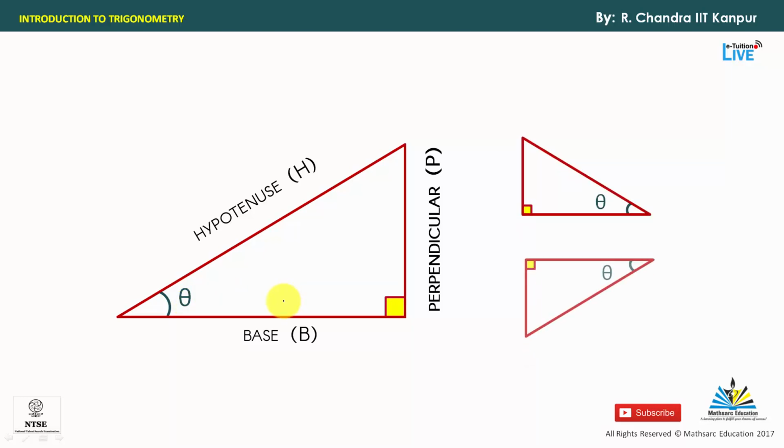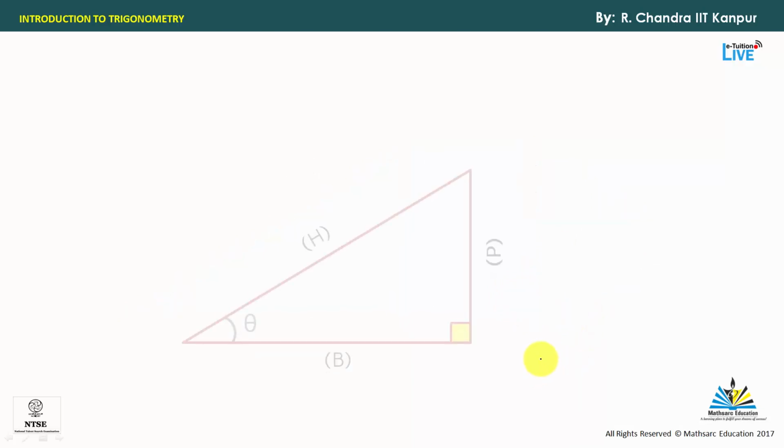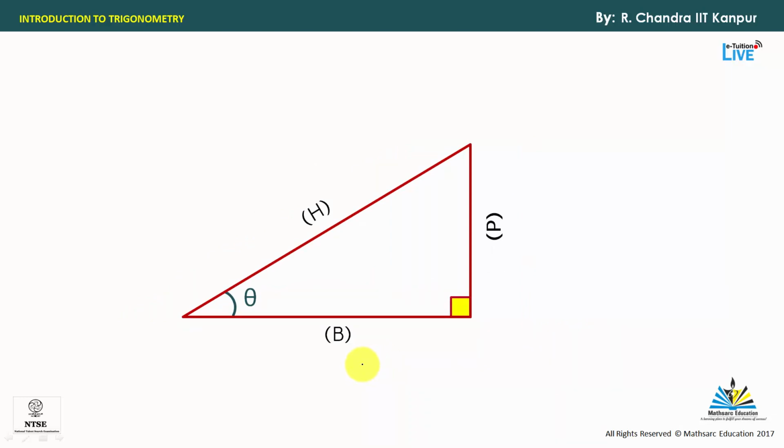Let's say we have these two triangles. If this is angle theta, then this is perpendicular P, this is base B, and this is hypotenuse. Similarly, if this is theta, then this is base, and this is perpendicular, and this is hypotenuse. So again, we have a right angle triangle with base, perpendicular and hypotenuse, as you can see.